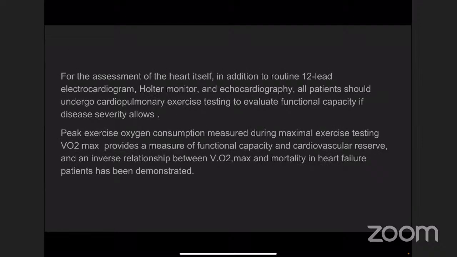For the assessment of the heart itself, in addition to routine 12-lead ECG, Holter monitor, and echo, all patients should undergo cardiopulmonary exercise testing to evaluate functional capacity if disease severity allows. Peak exercise oxygen consumption, measured during maximum exercise testing, VO2 max, provides a measure of functional capacity and cardiovascular reserve, and an inverse relationship between VO2 max and mortality in heart failure patients has been demonstrated.